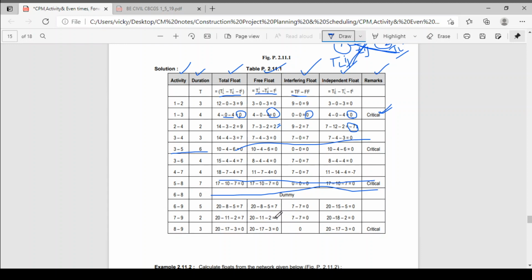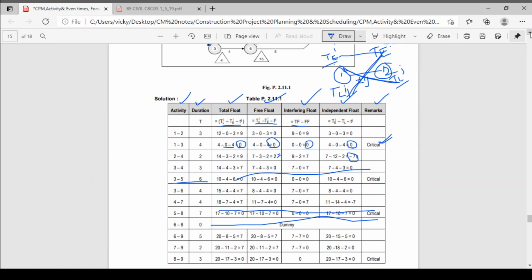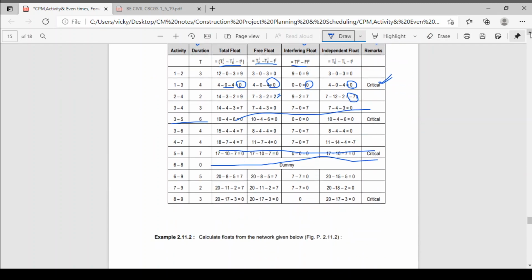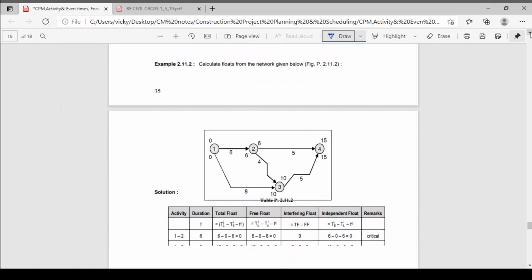In a critical activity each and every float should be 0. Okay, then and only then is that activity critical. Okay, like that we have to calculate the floats. They will ask you an example to calculate the floats and activity times both for 12 marks, or only to calculate the floats for 8 marks.